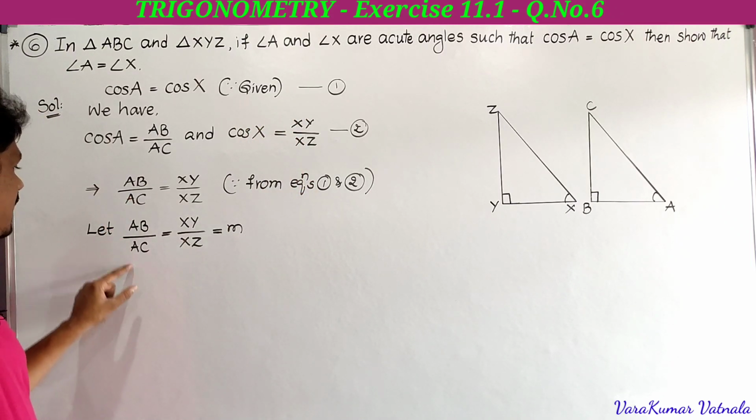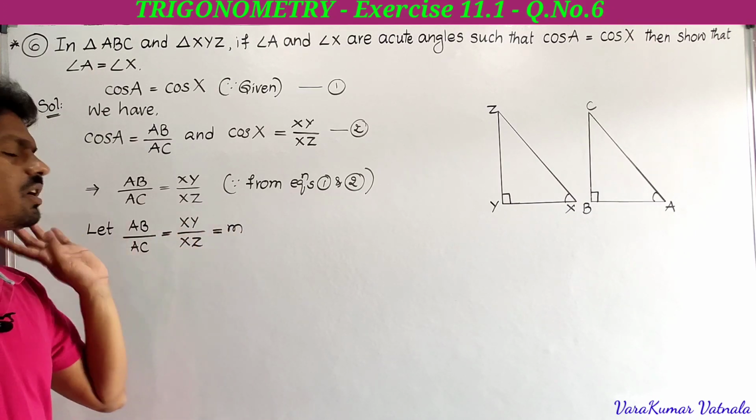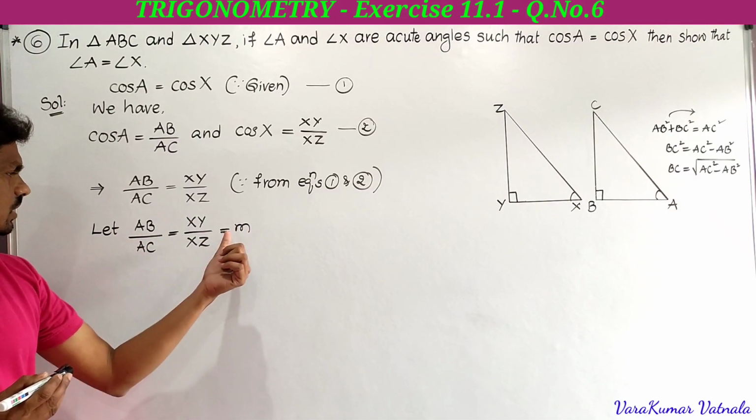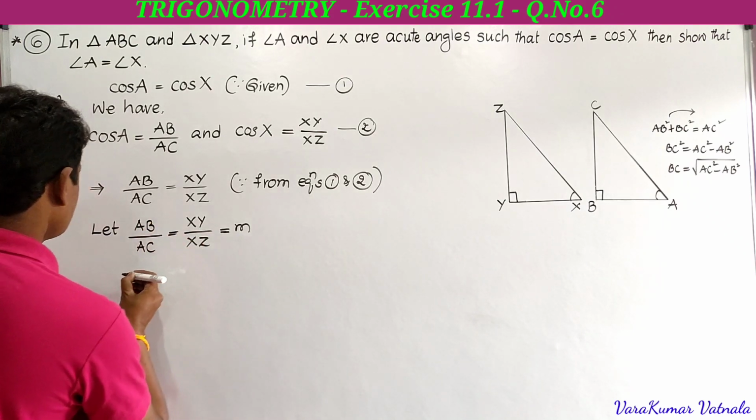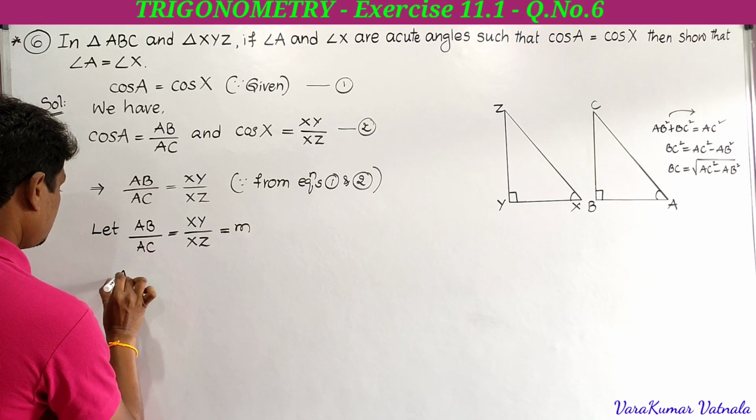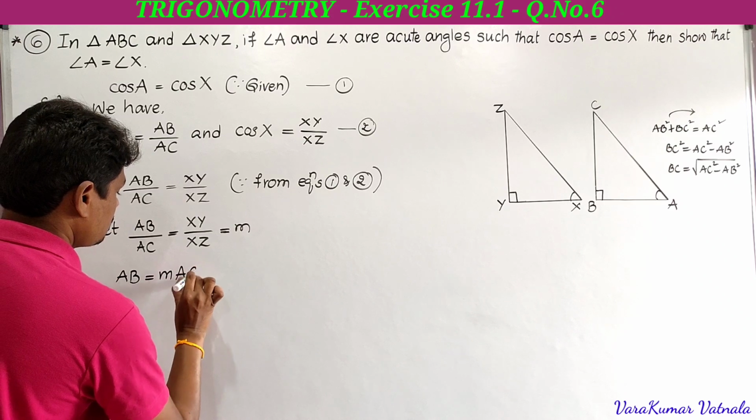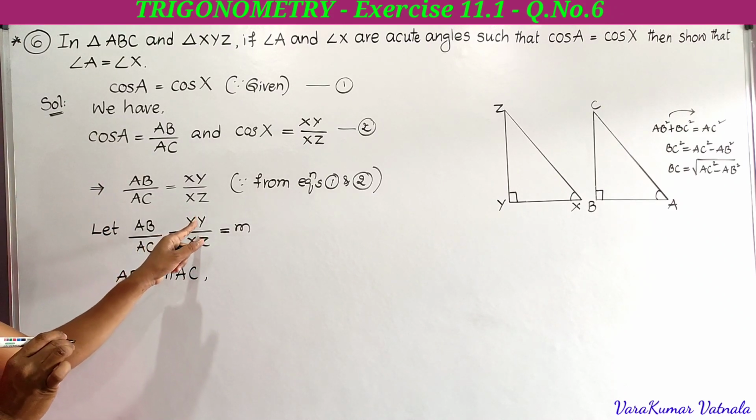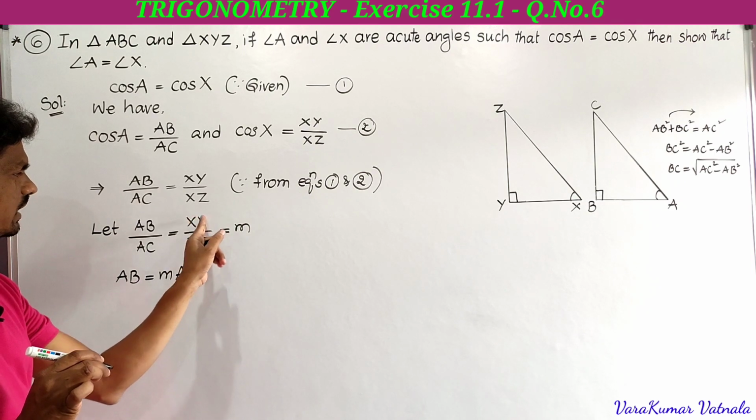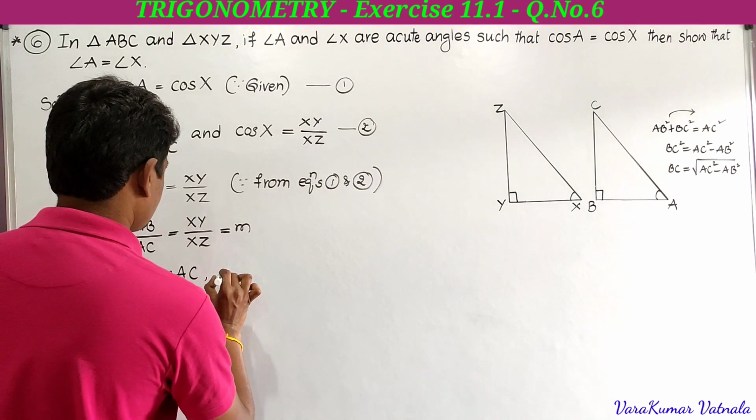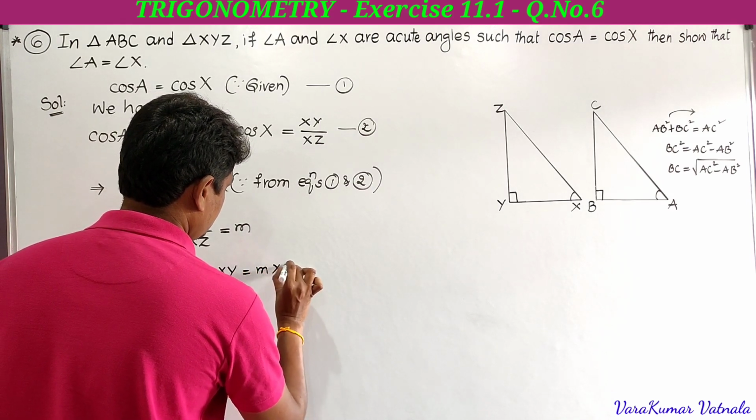So let AB by AC is equal to XY by XZ is equal to m. So it is constant. Now take AC to the right side. It becomes AB is equal to m into AC. In the same way, XY by XZ is also m. Take XZ to the right side, then we get XY is equal to m into XZ.